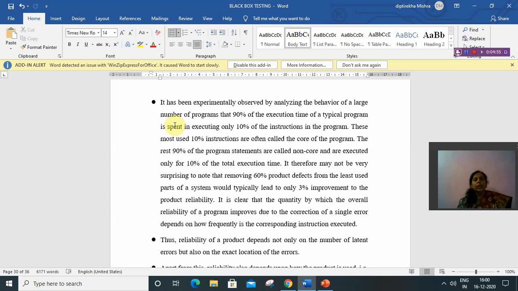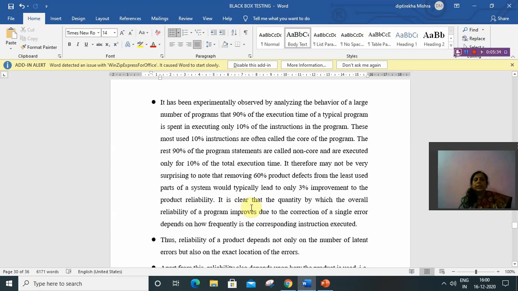And if we are removing the error from the non-core part, the rest 90% is the non-core part, which is executed rarely or less. So if we are reducing the errors from the non-core part, it may not be very surprising to note that removing 60% of the defects from the non-core part will improve reliability by only 3%. So we have to remove errors from the core part of the software.